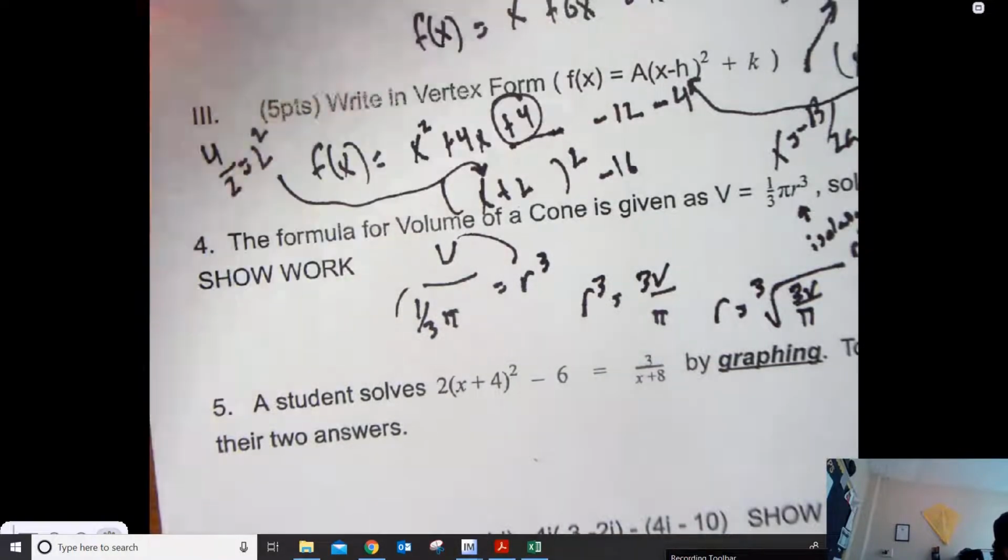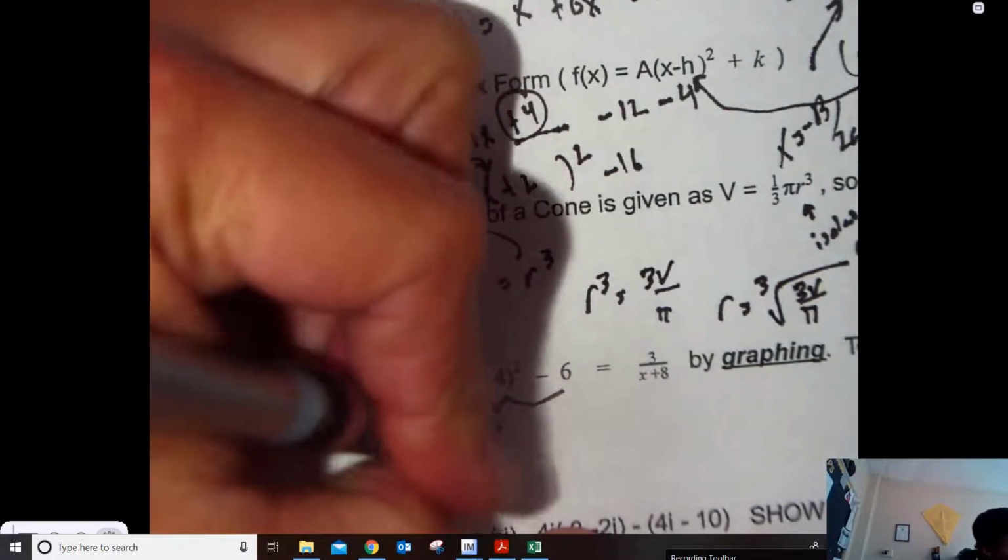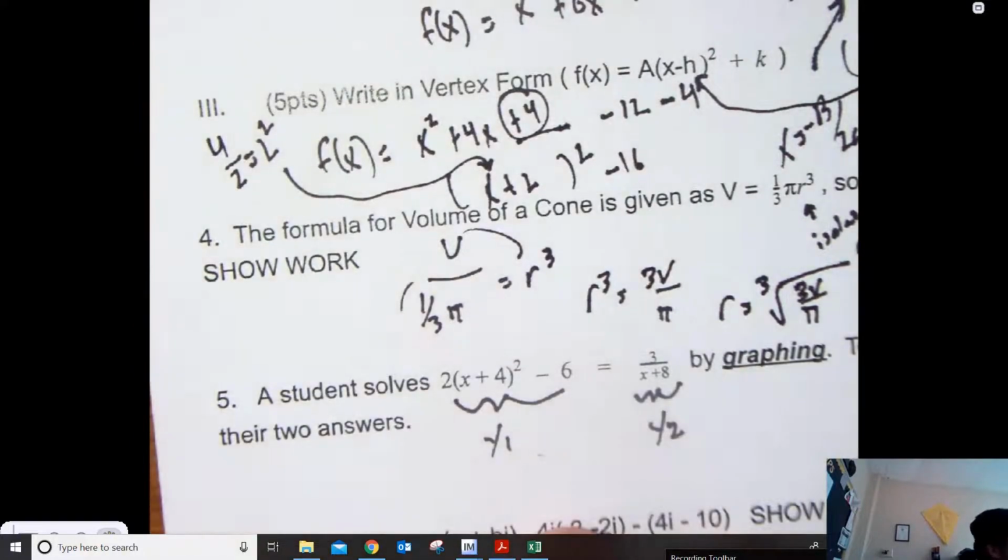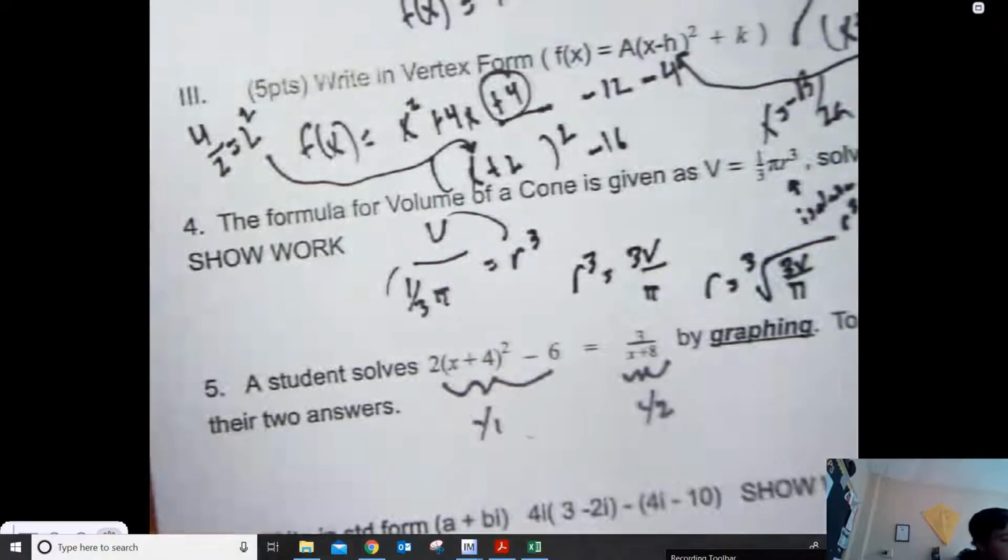All right, a student solves 2 times (x plus 4) squared minus 6 equals 3 over (x plus 8) by graphing. Like you took a practice benchmark yesterday and it even said a student does this by graphing. Didn't it? So what are you supposed to do? You're supposed to solve it by graphing. You throw this in y1, you throw this in y2. So that's what I'll do.